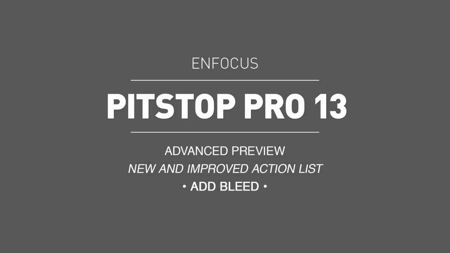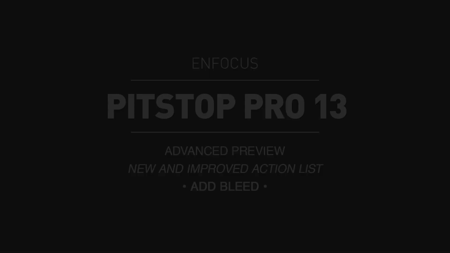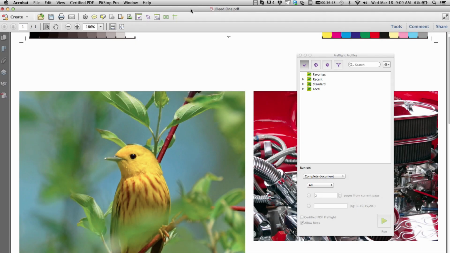The subject of this video is the new and improved action list, Add Bleed, which can now create bleed for both vector shapes and raster or image data when this material is either insufficient or simply not present within a supplied PDF file. Before examining the technical properties, allow me to demonstrate just how easy this action list is to use in real-world situations in which supplied files have arrived with no bleed.